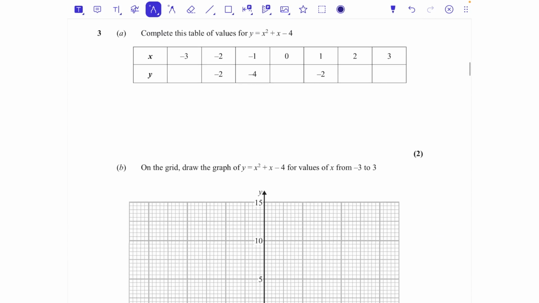Question number 3. Complete the table of values for y equals x squared, add x minus 4. Now, if this was a non-calculator paper, I would be telling you to do this very differently. But given that this is a calculator paper, paper 3, I'm going to say do it one of two ways. The first way is to use brackets.